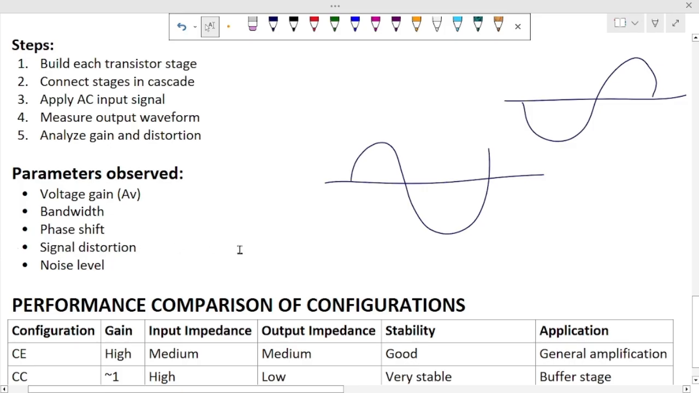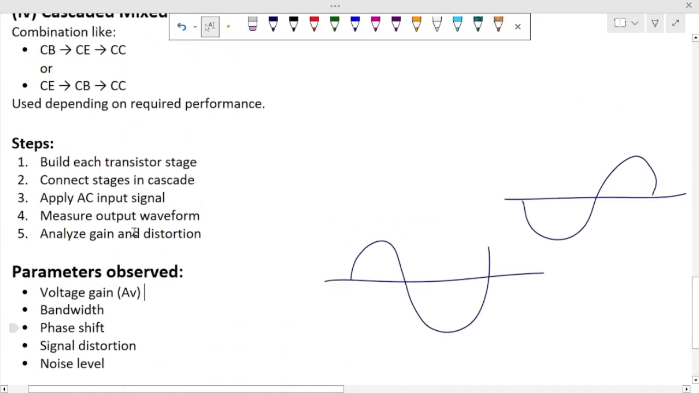Then distortion. For the signal that is amplified, do we have the same shape, or is it being distorted? Something that is not clear: what we get as output doesn't look like the input. If what we have as input doesn't look like what we have as output, that means our signal has been distorted. So that's the idea of distortion. Then noise level, similar to distortion.